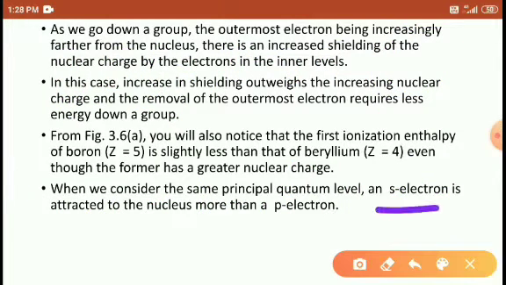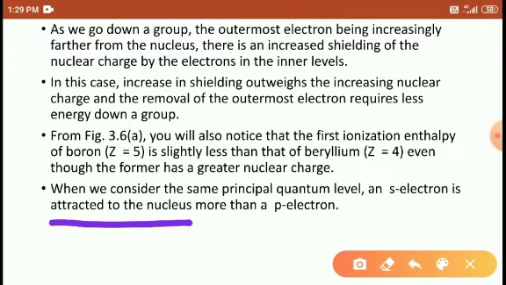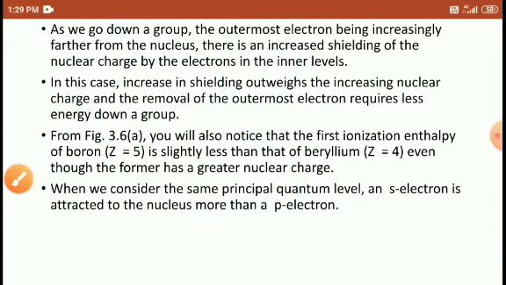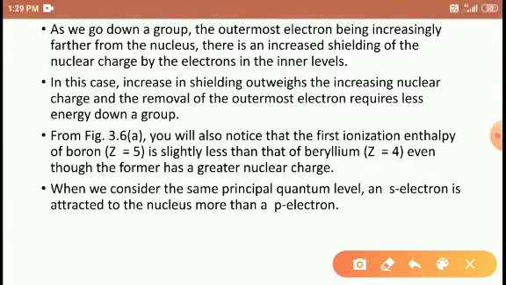So look here: an s electron is attracted to the nucleus more than the p electrons. I already told you the electron orientation is different in the p orbital, so the attraction is also less compared to the s orbital. The s electron is most strongly attracted to the nucleus compared to the p orbital. In beryllium, the electron removed during ionization is an s electron. And one more point here, students.